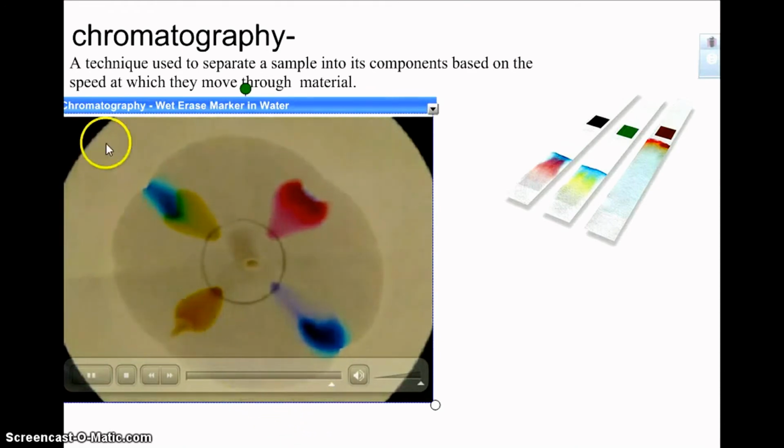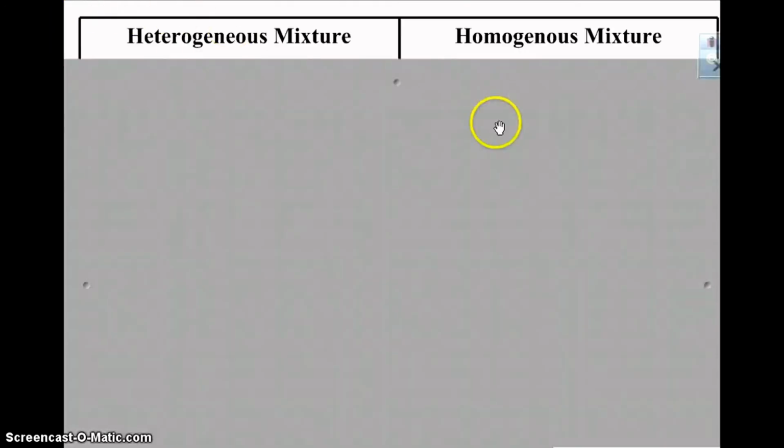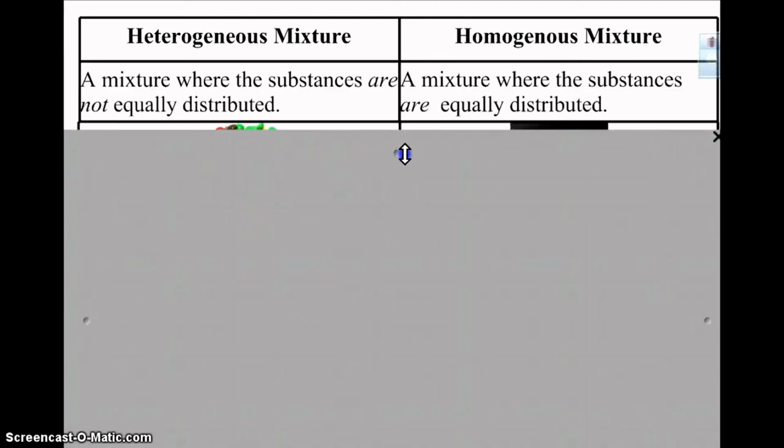Pretty cool. So for level 4, you're going to have to know heterogeneous and homogeneous mixtures. What does this mean? Heterogeneous is a mixture where the substances are not equally distributed, so there are different groups within that mixture. Homogeneous is a mixture where the substances are equally distributed.